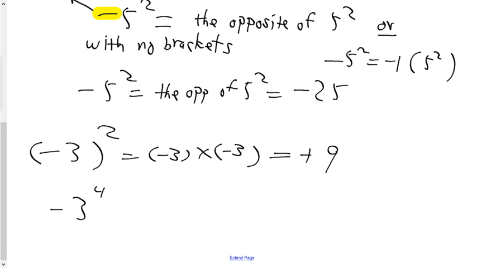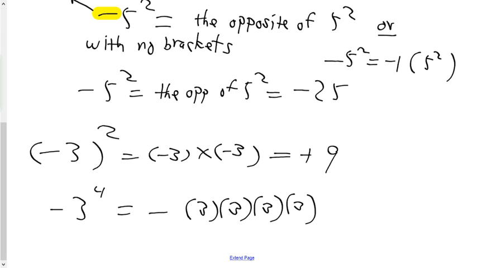What does that say? That says the opposite of 3 to the exponent of 4. Since 3 to the exponent of 4 we've already done, because we've already said it's 81, didn't we? Earlier we said it was 81. Then this would be, in standard form, the opposite of 3 times 3 times 3 times 3. And therefore, it would be negative 81.